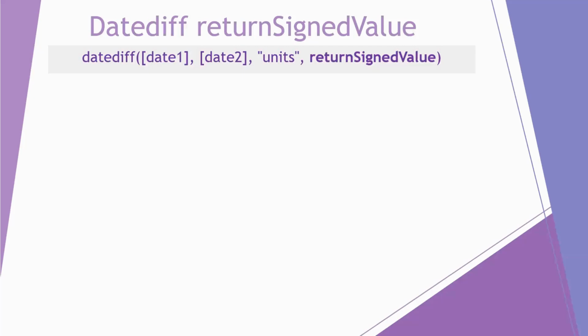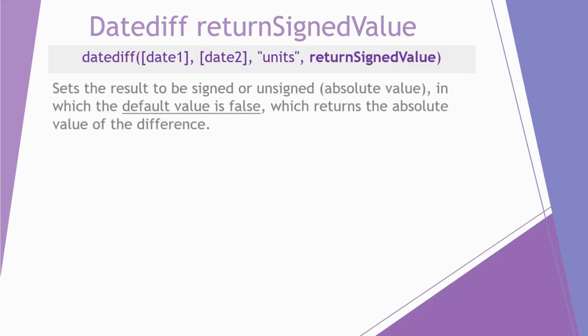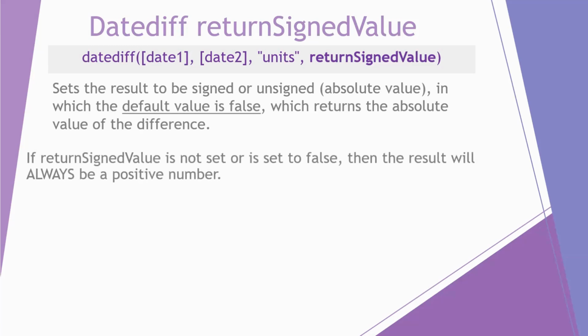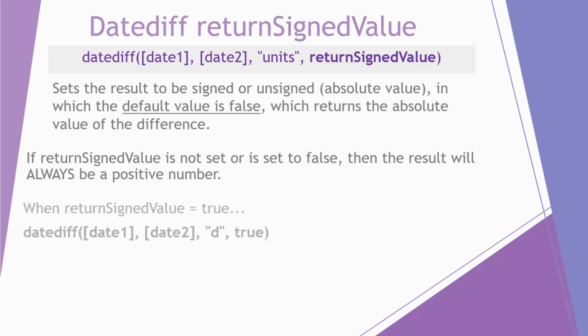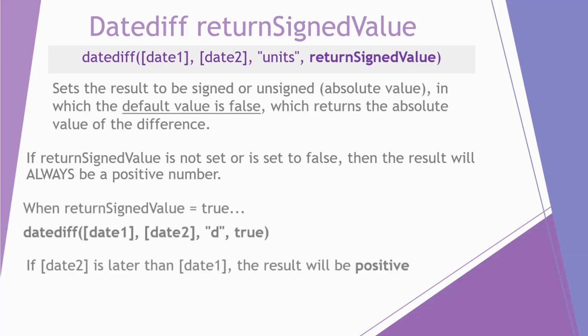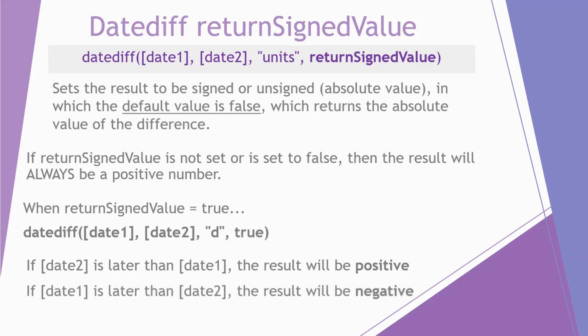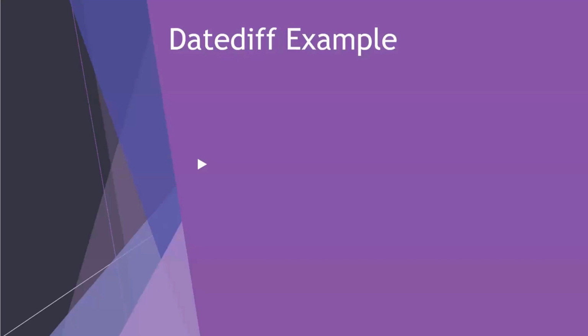And this determines whether your result returns the true or absolute value of the date difference. Return signed value defaults to false. So by default, date diff will always return a positive number. If return signed value is set to true, then if date 2 is later than date 1, the result is going to be positive. If date 1 is later than date 2, the result will be negative. So let's see what that looks like.